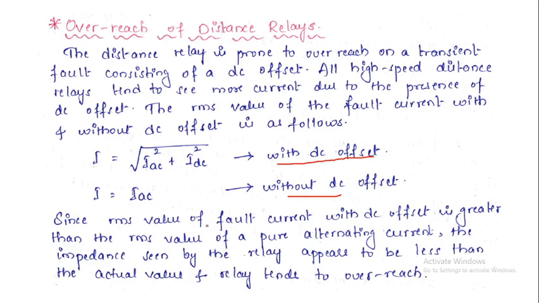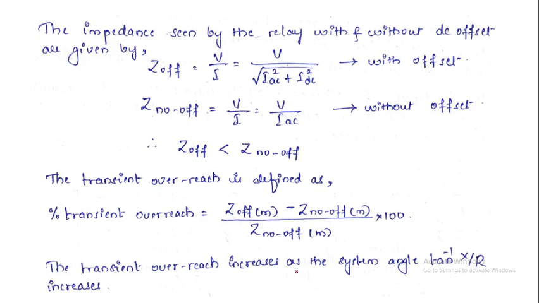Since the RMS value of the fault current with the DC offset is greater than the RMS value of the pure alternating quantity, obviously this I value is more compared to that I value. So the impedance appears to be less than the actual value, and the relay tends to overreach. How is it overreaching? Let's see. The impedance seen by the relay with and without DC offset is given by Z off, the with offset value, V by I.